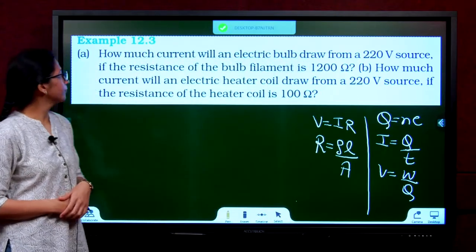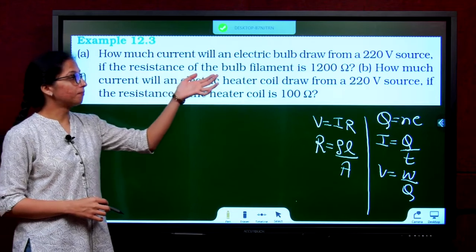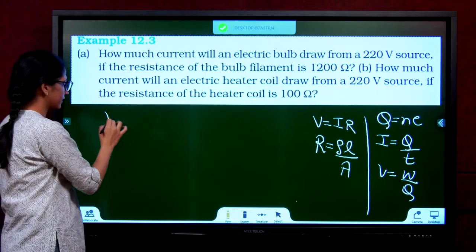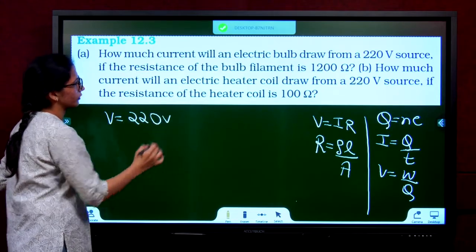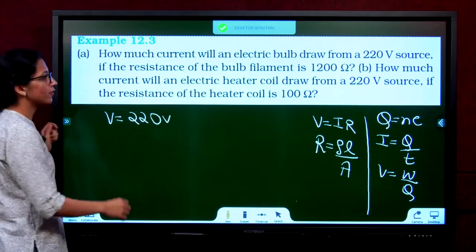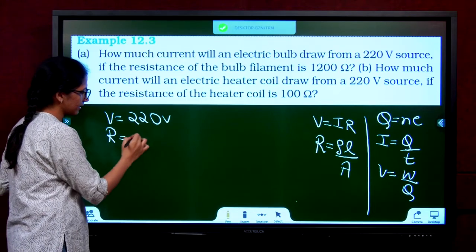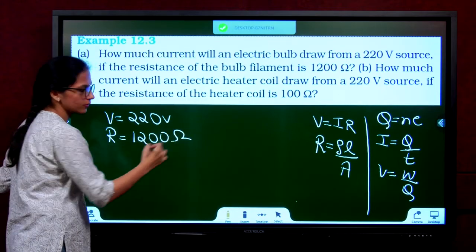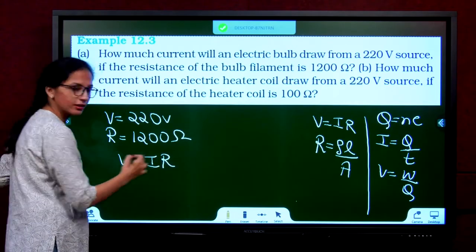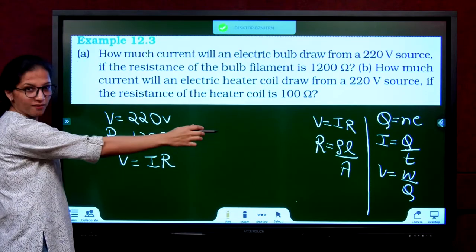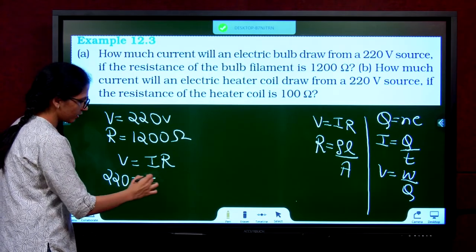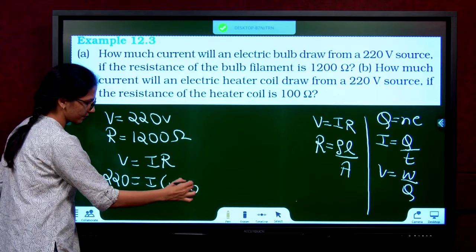Now coming to this question, how much current will an electric bulb draw from a 220 volt source? Voltage is 220 volt. If the resistance of the bulb filament is 1200 ohms, resistance is 1200 ohms. So now how do we do this? V is equal to I into R. We have to use a formula from there. So V is equal to I into R. V is 220 is equal to I into 1200.